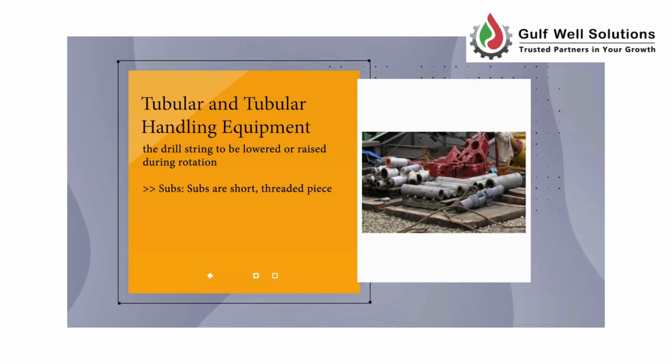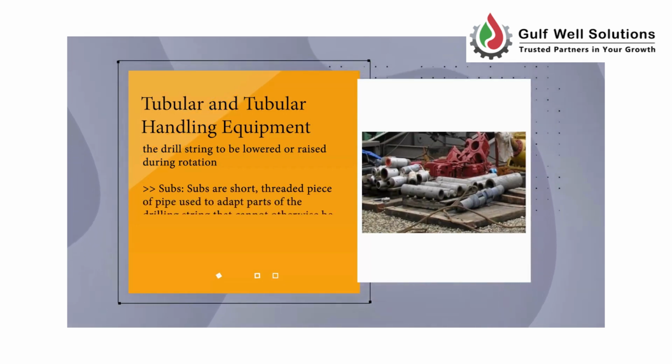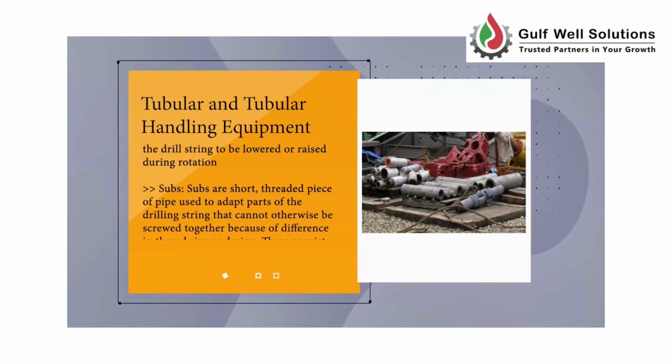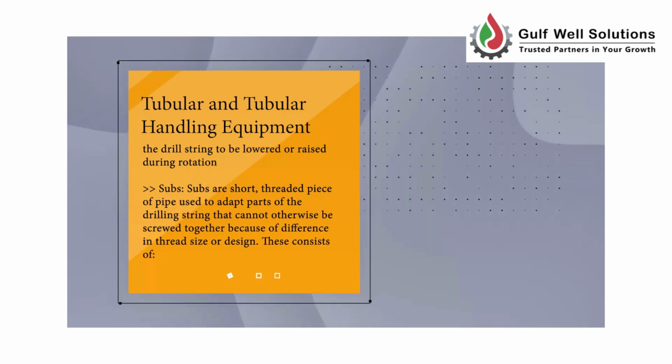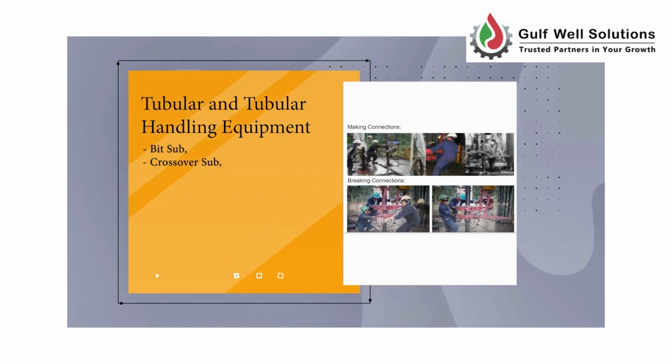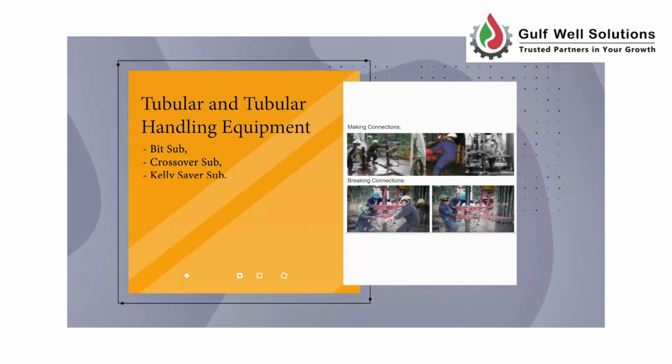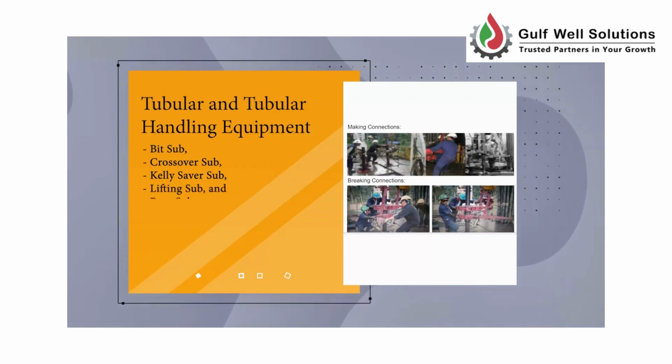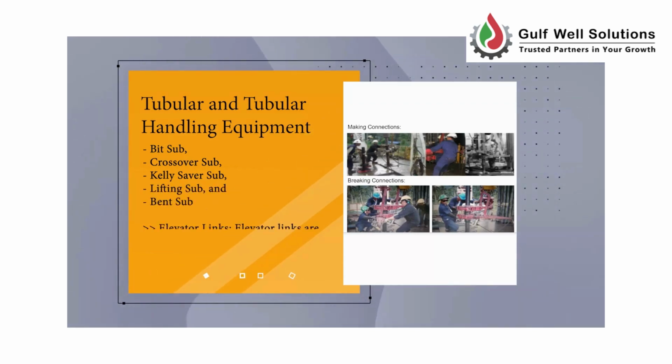Subs are short, threaded pieces of pipe used to adapt parts of the drilling string that cannot otherwise be screwed together because of difference in thread size or design. These consist of bit sub, crossover sub, Kelly saver sub, lifting sub, and bent sub.